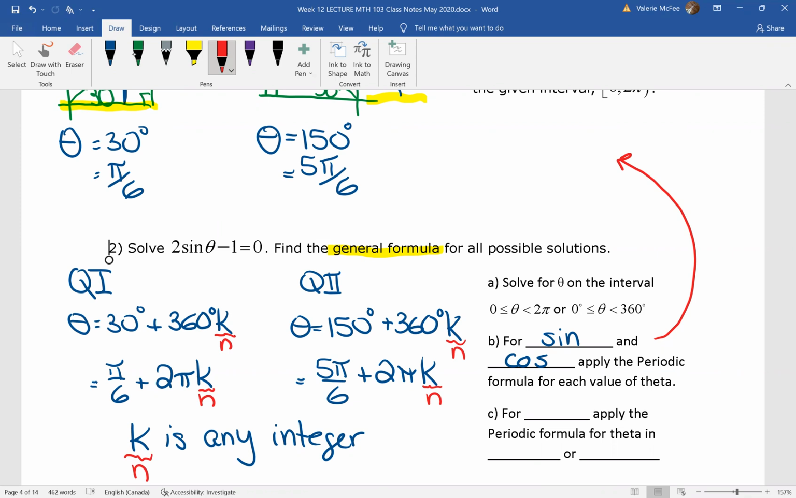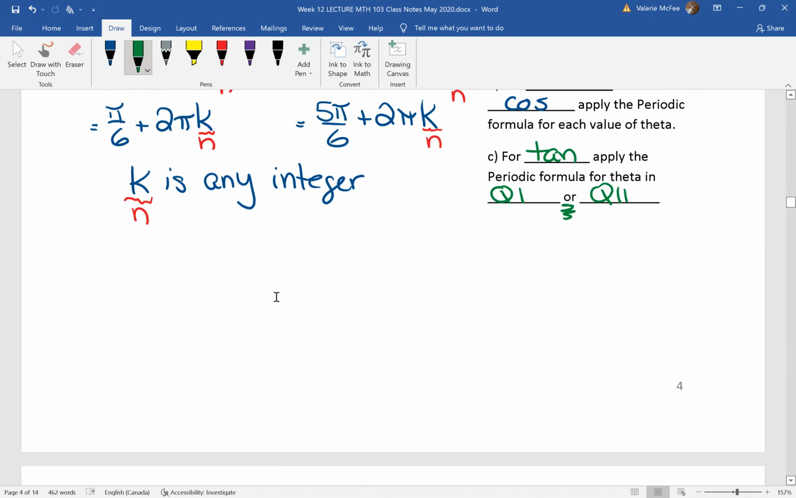We should also note here in part C that if we're solving for tangent or its reciprocal, we're applying that periodic formula only in quadrant 1 or quadrant 2. There will only be one formula, not two. So now we have our general formula. Question 3.